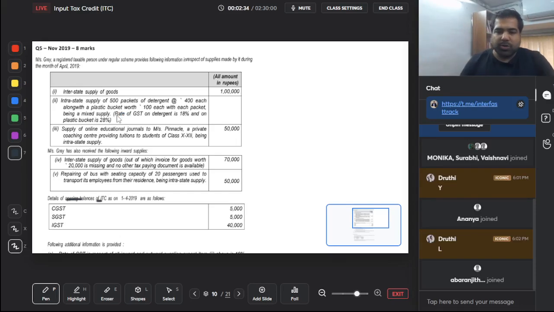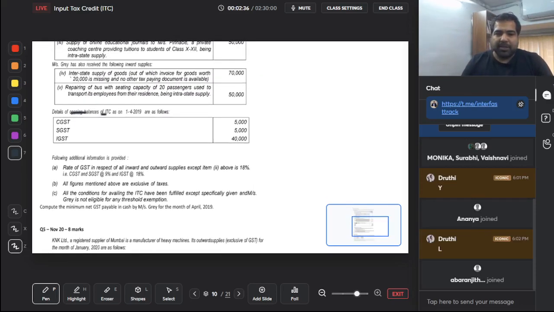In terms of using it, I'll show you how to pay. But this is what it is. There is some additional information here. And this is: compute the net GST payable in cash by Messrs. Gray for the month of April 2019. All the rates of GST in respect of all inward and outward supplies, except item number 2, are 18%, with CGST and SGST at 9% each. So this is what it is.